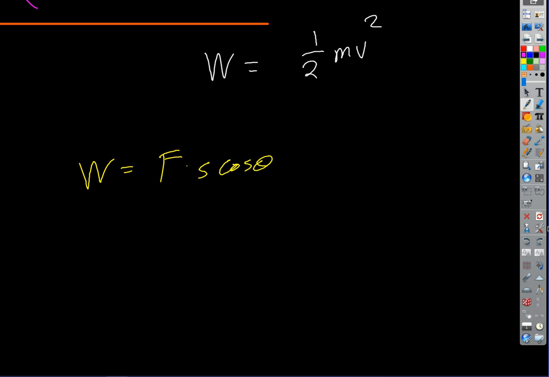So what about the frictional force? We've got the displacement in this direction, and the frictional force is acting in that direction, and what's the angle between those vectors? 180. What's the cosine of 180? Negative 1. So the friction is doing negative work, and the friction is doing an amount of negative work that's equal to the positive work being done by the driving force, and so the net work being done on the car is 0.